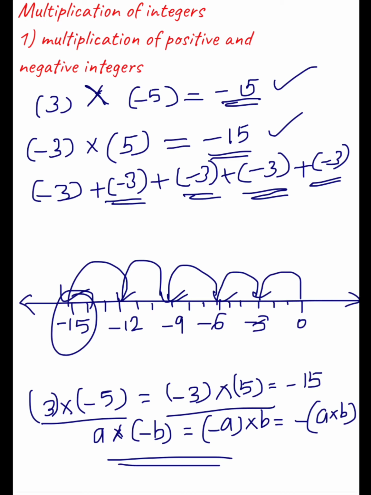Now let's do one or two examples and conclude this. 6 into minus 3. How you will do this? First you have to multiply them as whole numbers, that is 6 into 3. What is 6 into 3? It is 18. And now you have to put the negative sign. So the answer will be minus 18.